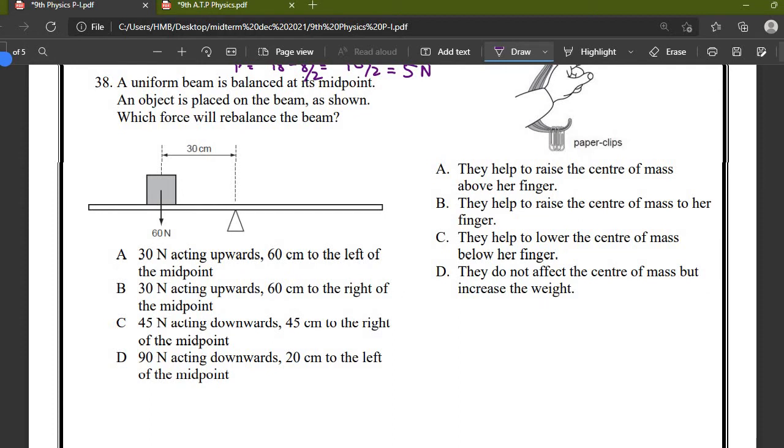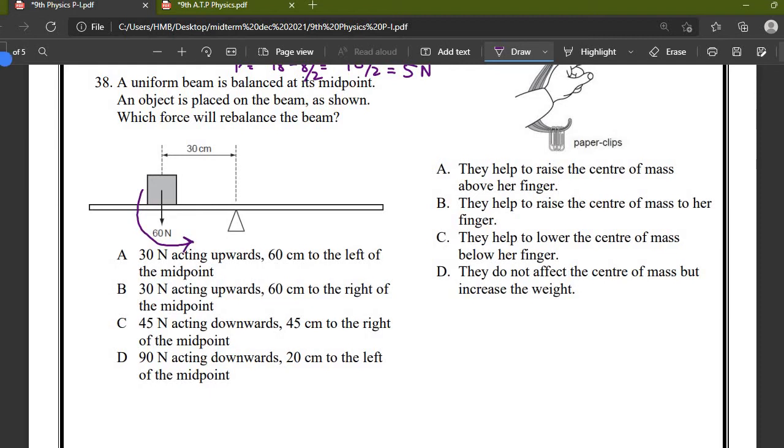A uniform beam is balanced at its midpoint. An object is placed on the beam as shown. Which force will rebalance the beam? So we know that this block will rotate the beam in the anti-clockwise direction, and the torque will be equal to force multiplied by moment arm. So force is 60, moment arm is 30, 60 multiplied by 30. So 6 3s are 18 and 0 0. So torque in the anti-clockwise direction is 1800.